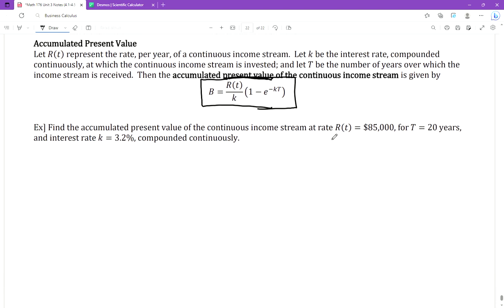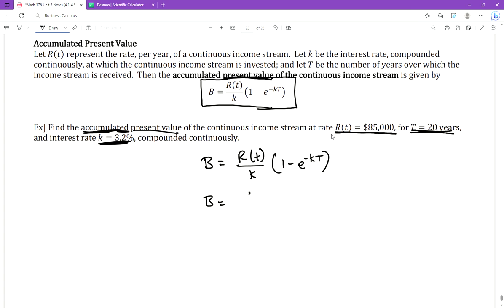Let's do this one problem here too. It says find the accumulated present value of the continuous income stream at rate R of t equals 85,000 for t equals 20 years and interest rate K equals 3.2. Again, accumulated present value tells us we should use this formula. So capital B equals R of t over K, and then parentheses 1 minus e to the negative k t. And then we'll plug those values in.